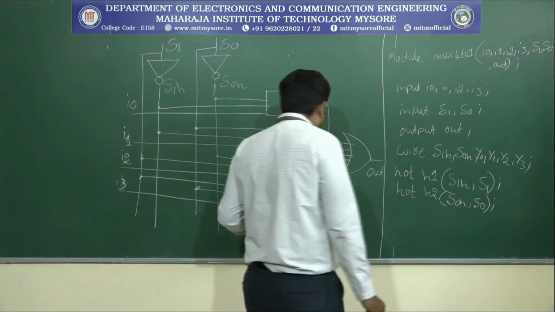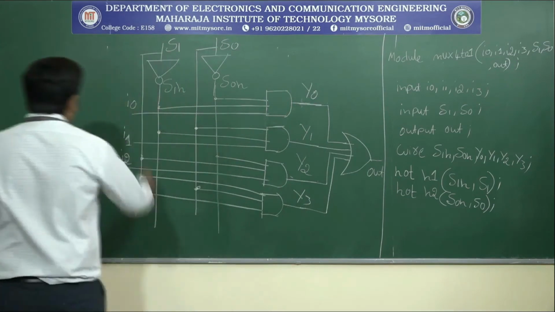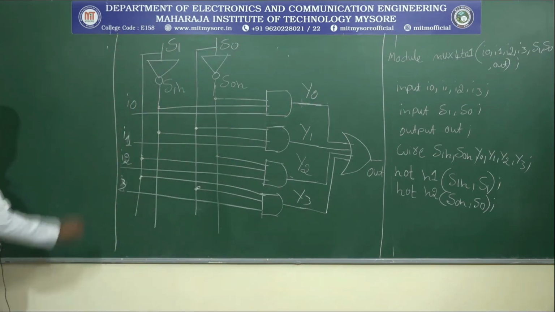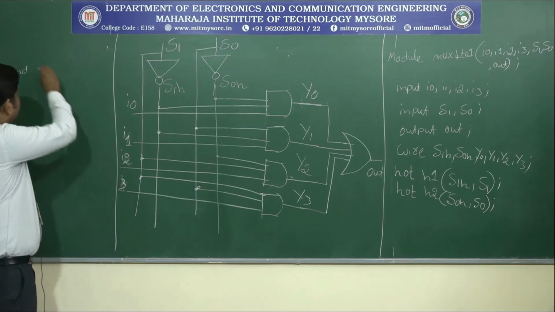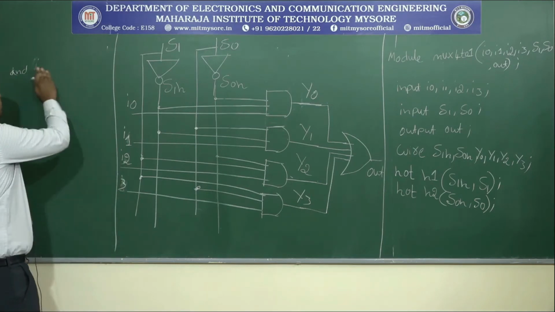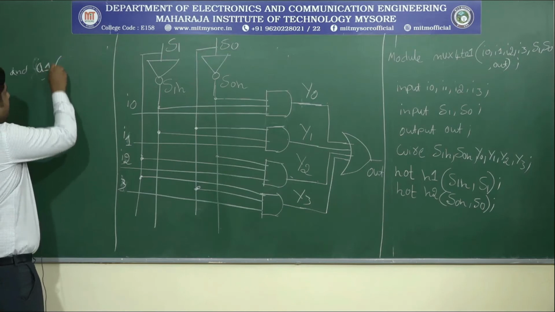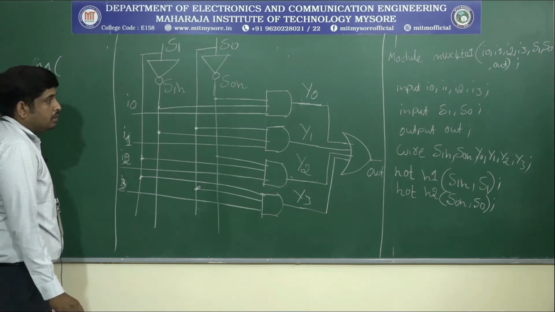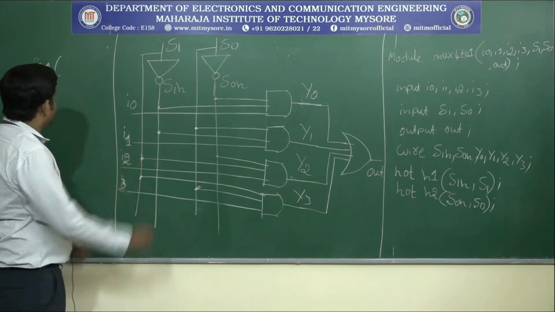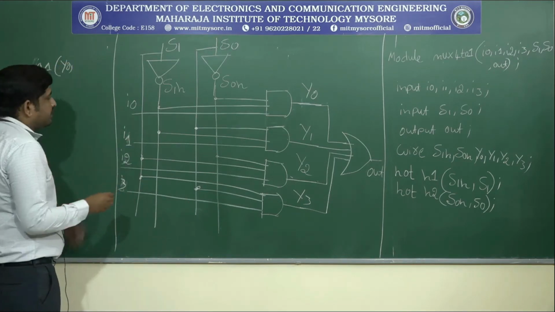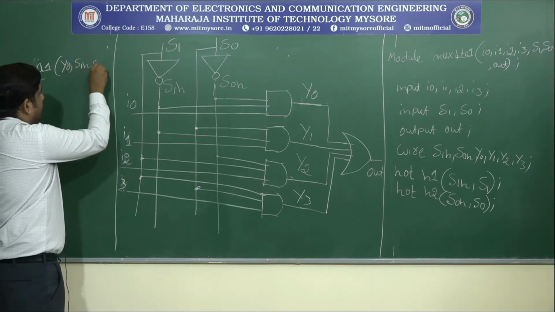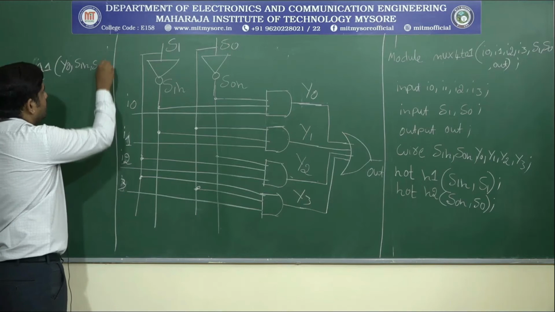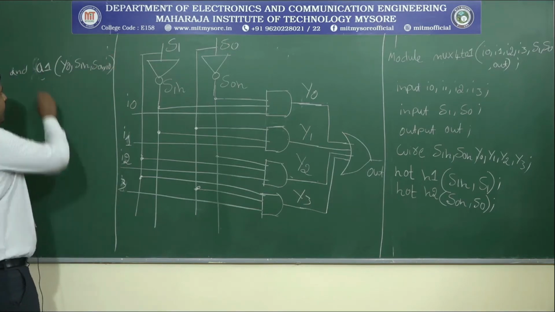Next, there are 4 AND gates here. So that can be written as: AND is the predefined word. So you name it as A1, and in brackets you write. So what are the inputs and outputs? Y0 is the output. Then what are the inputs? That is S1n, then S0n, then I0. That is the AND A1.